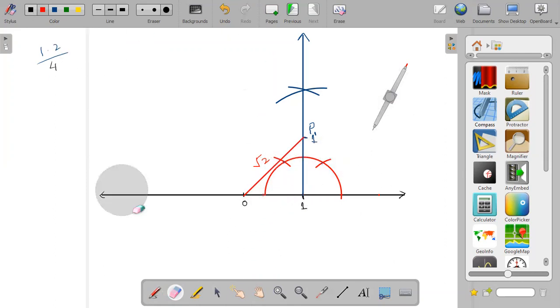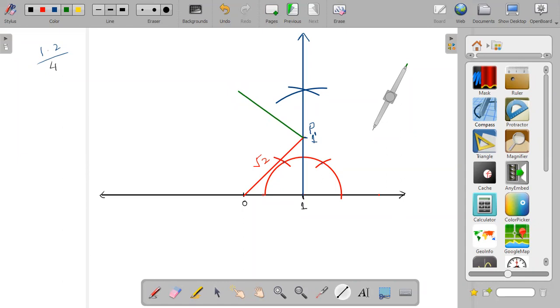If we want to draw root 3, we have to draw a perpendicular on this line. Now I am drawing the perpendicular directly, because it is difficult to draw the perpendicular again on P1. Draw the perpendicular on P1 using this method. We can draw the perpendicular like this.